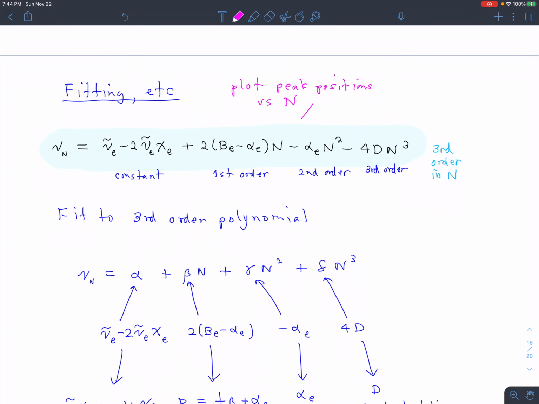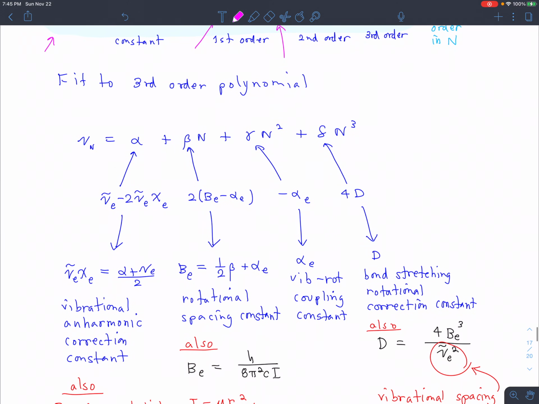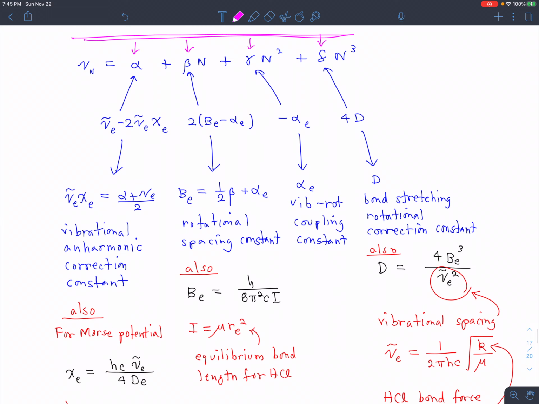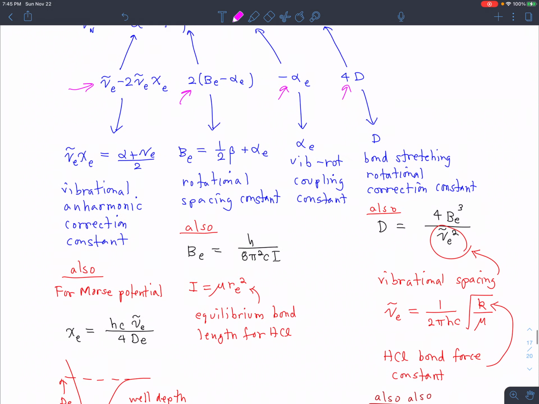And that gives you a third order expression for the peak position as a function of this n quantum number. And each of the coefficients in that third order polynomial is related to these molecular parameters. And so when you get out your fit, which you can get from Excel and a variety of other things, there will be a zero order coefficient, a first order one, a second order one, a third order one, and each of those will be equal to these various parameters that come from the theory.